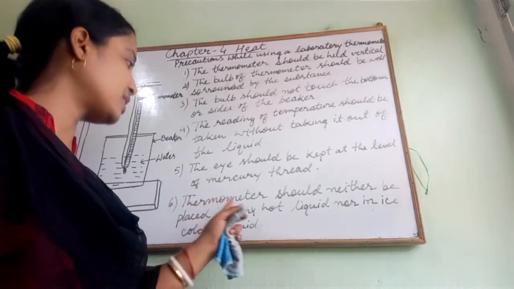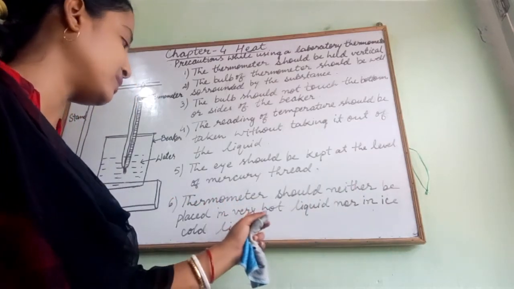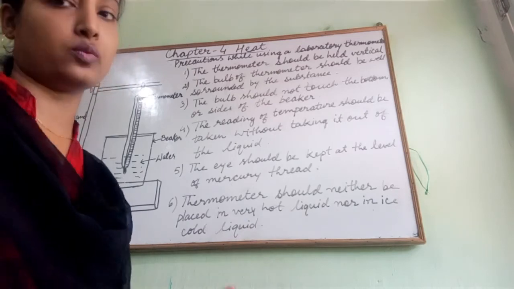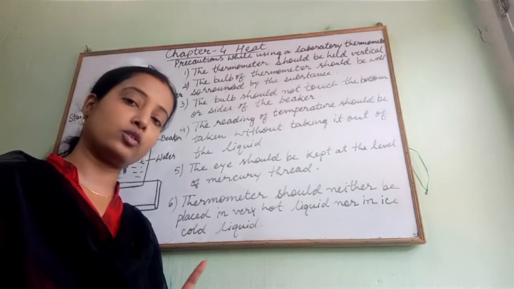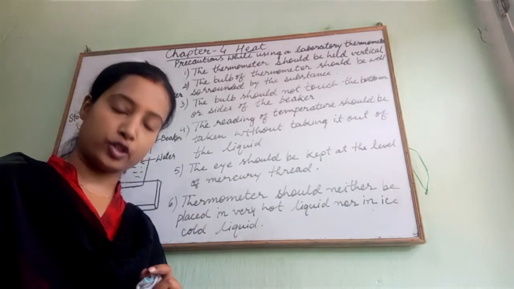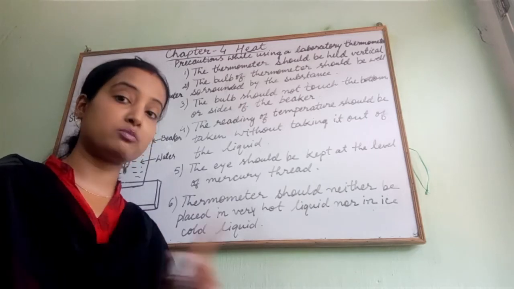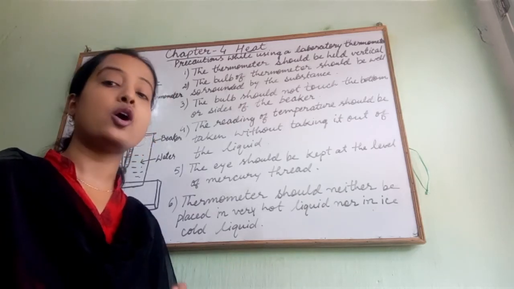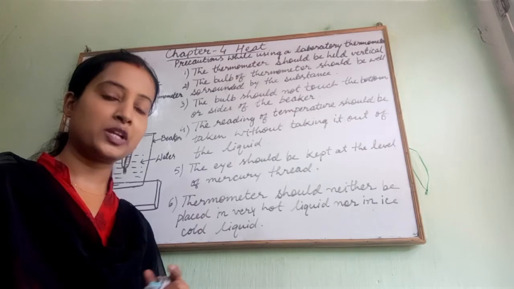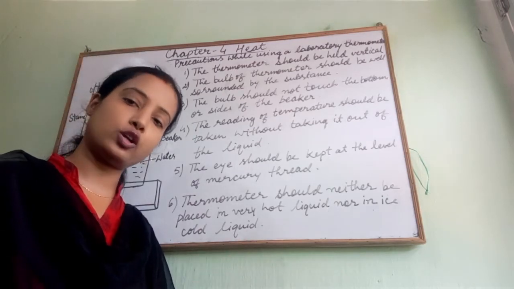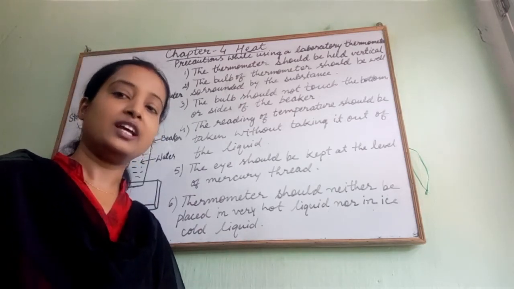Now, the sixth one is, the thermometer should neither be placed in very hot liquid nor in ice-cold water. So, elaborating, it is the last precaution. We should follow that the thermometer should not be placed in a very hot substance or a very cold substance. Okay, so these are the precautions we should follow while using the laboratory thermometer.